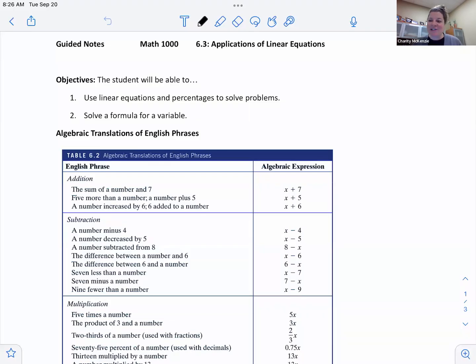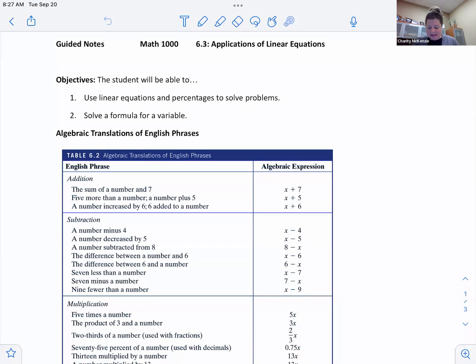All right, so this section is 6.3 and it is applications of linear equations. So, what we're really going to be looking at for this section is going from a word problem, or words, to that math equation or that math expression. Remember, an equation has an equal sign, an expression is just different letters and numbers combined.